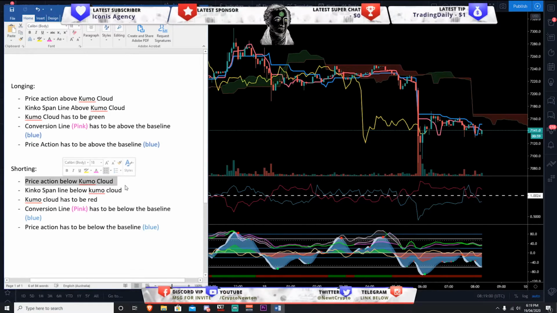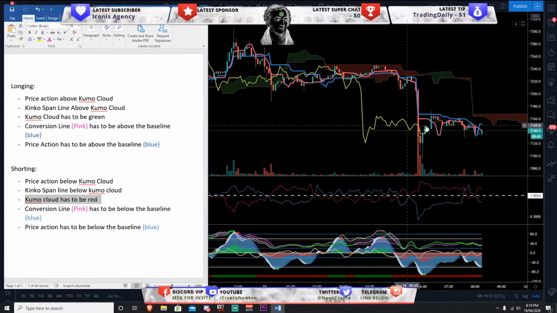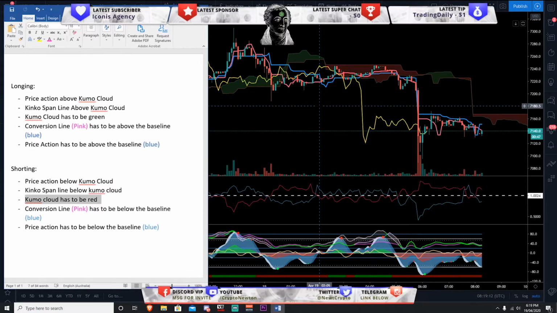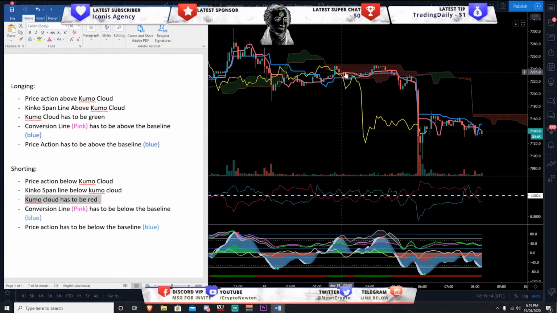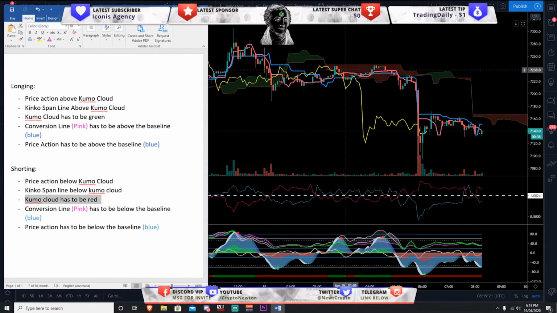For your shorting, you want your price action to be below the Kumo cloud, which it is. Your Kinko span line has to be below the Kumo cloud, which is the yellow right here. Your Kumo cloud has to be red. Okay, so everything's ticked off right now. The price action is below the Kumo cloud. The Kinko span line, the yellow, is below the Kumo cloud. The Kumo cloud is red, which it is right here.